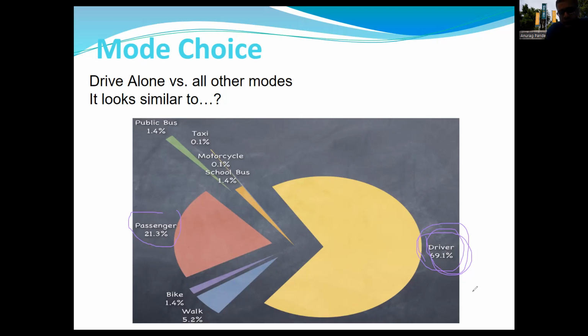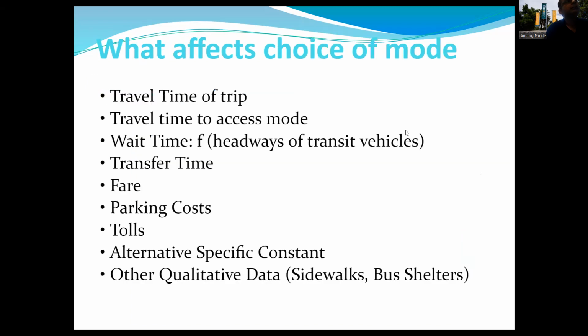But anyway, how do we determine what mode people choose? That's what this step of the travel demand modeling is about. Once you've decided how many trips from zone I are going to zone J, you look at the different characteristics of the mode choices available to people. Based on that, you decide the probability of people choosing a certain mode. So let's look at how we do this. What affects choice of mode?